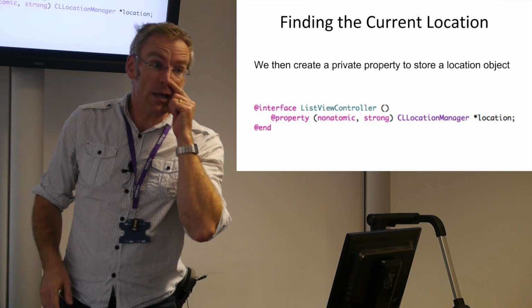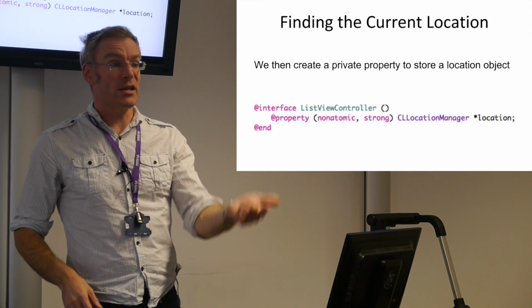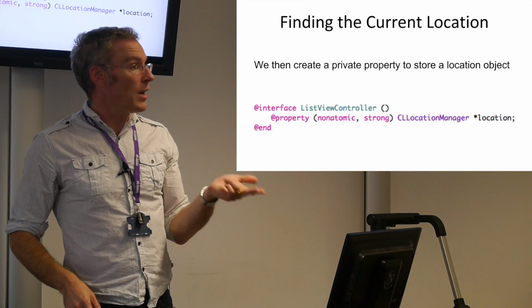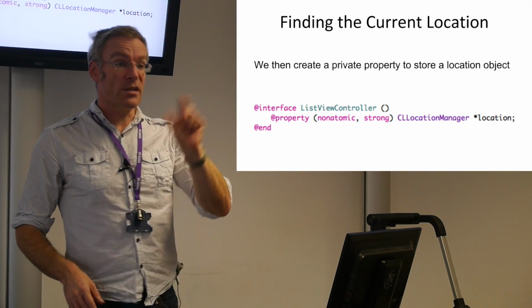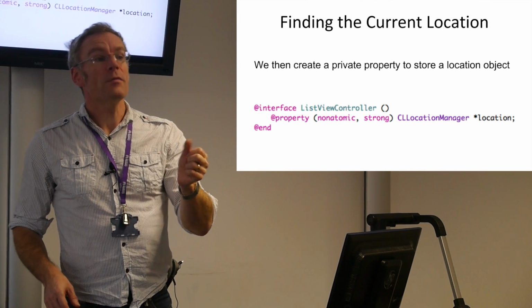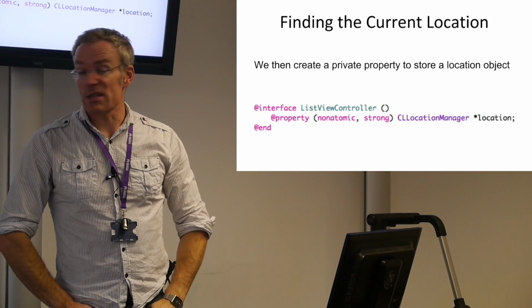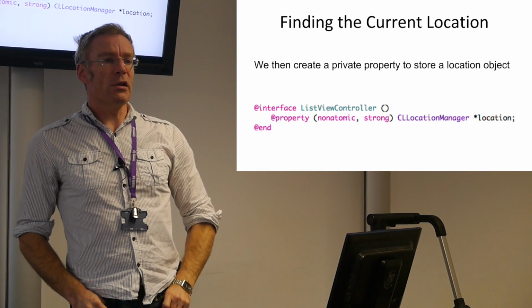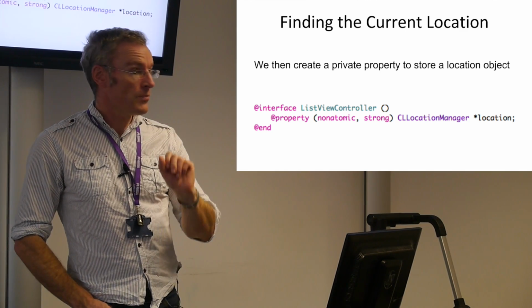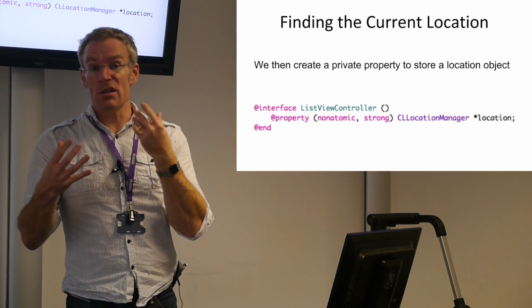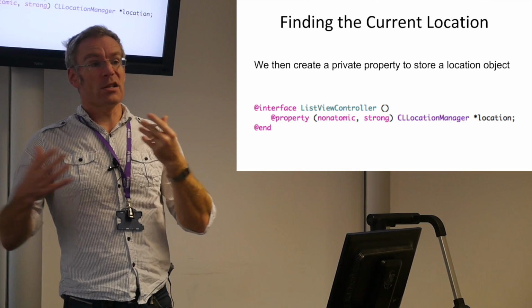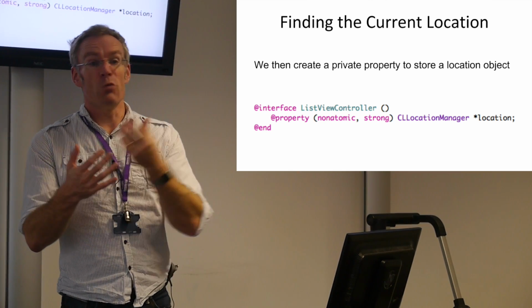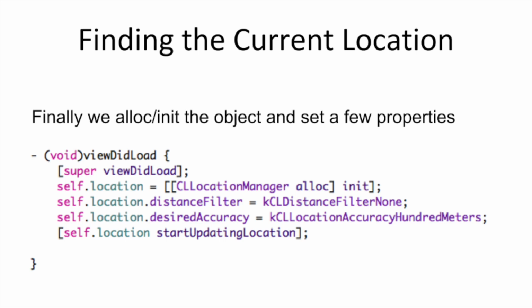So what I tend to do, as with most things like NSMutableArrays and NSDatas and all these sort of things, I create a private property. Then I can access it through the getters and setters, can't I? Don't forget to synthesize, obviously, because that's important. So I create my CLLocationManager, which I'm calling location, and that's going to control access to the GPS chip, access to the cell tower triangulation, access to the Wi-Fi triangulation, and all those services. So this is how we find our location.